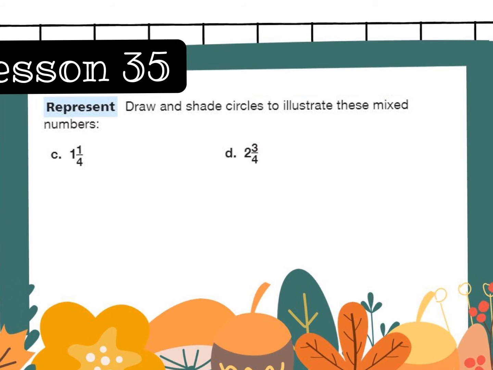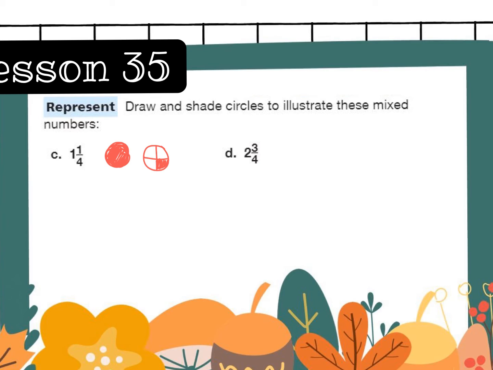Okay, this time I have mixed numbers. I want to draw and shade circles to illustrate the mixed numbers. So, Reagan, tell me what to draw on C. One full circle. Another circle with no parts and one shaded. Would that work? Okay, very good.